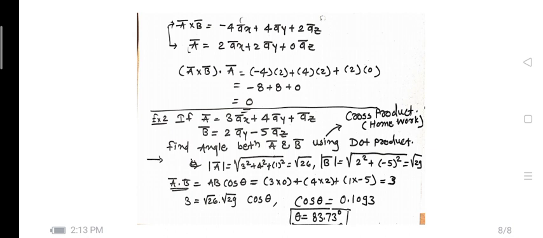The same can be calculated with the help of cross product also. So this example you can consider for homework. Find out the smaller angle between those two vectors by using cross product, and verify that in both the cases, that is in case of dot product as well as in case of cross product, you get the same answer. So this is the end of this video.